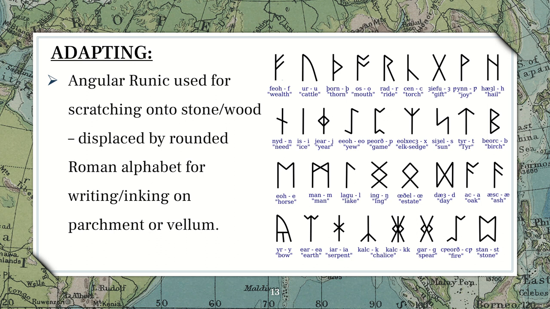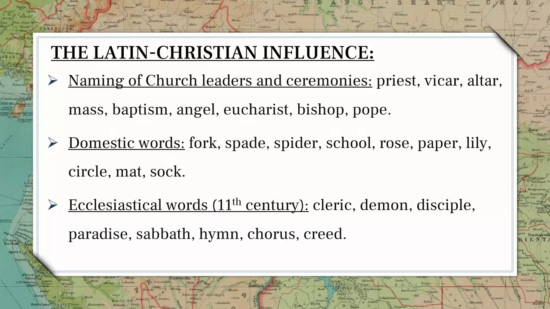So that was the beginning of a larger change, especially once the change in the alphabets happened. Now, the Latin that was spoken at that time was mostly isolated to the religious classes, so there certainly was a greater impact on words that were related to religious ceremonies or religious events. That actually continued into the 11th century, the borrowings of those kinds of words. There were also borrowings of domestic words like fork, spade, and spider, and so on, that would have actually influenced the common people.